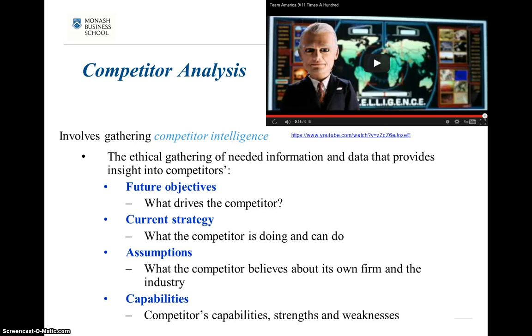So we look at a few things in particular. First of all, their future objectives. So what drives them? What are they working towards? And how will that impact on us? What's their current strategy? That is, what are they doing at the moment? And how does that compare to what we are doing and what we can do? Their assumptions, that is, how they see themselves within the industry. Certainly, if we go back to those strategic group maps, do they see themselves as being within the same strategic group as us or being different? Obviously, that will influence our strategy and their strategy. And their capabilities. What are their strengths, weaknesses, things they do well, things they do poorly, and so on.